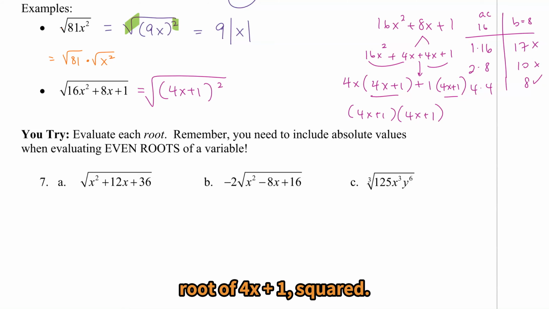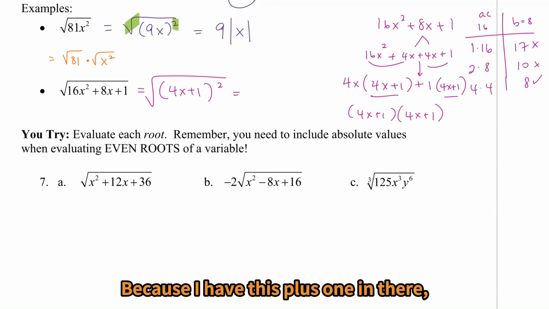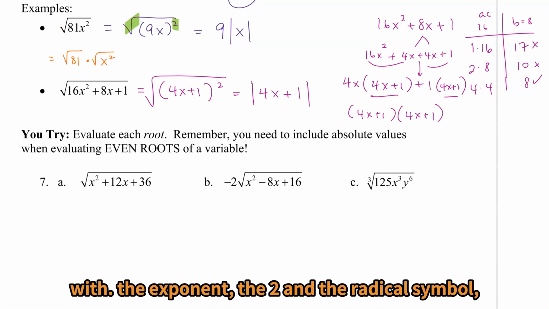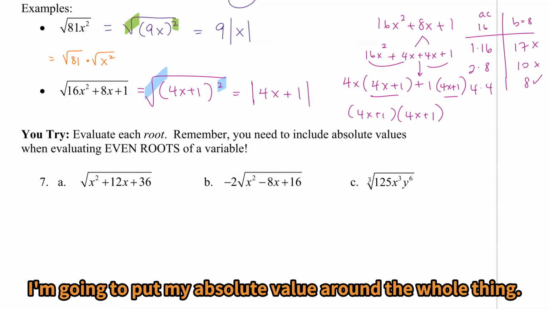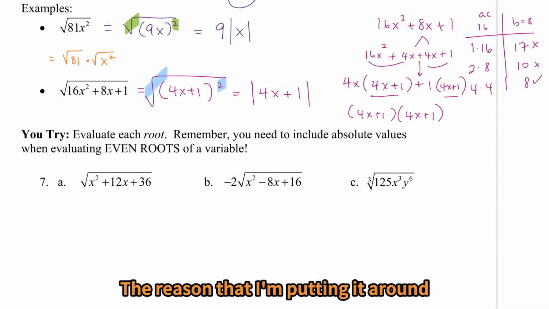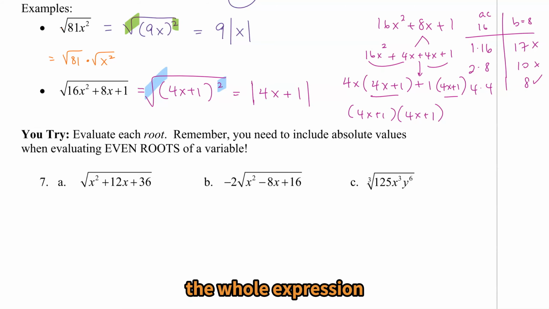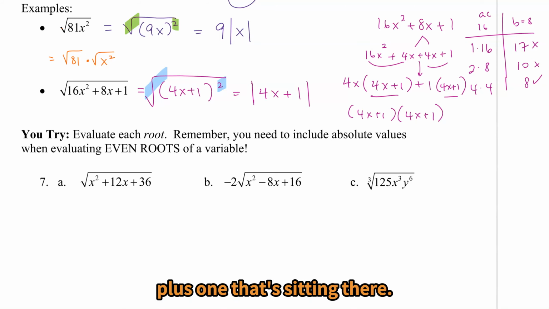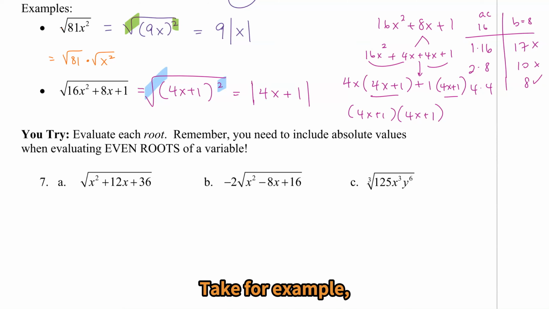Because I have this plus 1 in there, when I take the radical and cancel with the exponent, the 2 and the radical symbol, I'm going to put my absolute value around the whole thing. The reason that I'm putting it around the whole expression instead of just the x is because of that plus 1 that's sitting there. Take, for example, if x is negative 1/4.